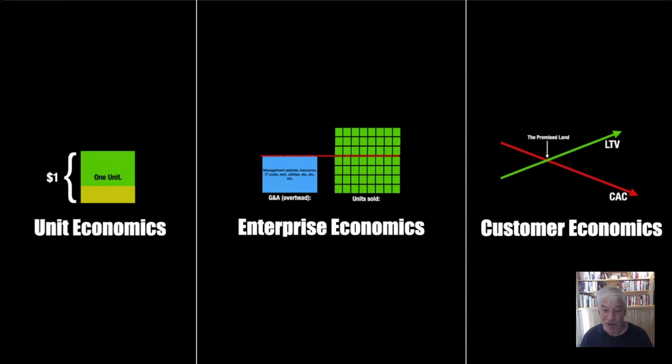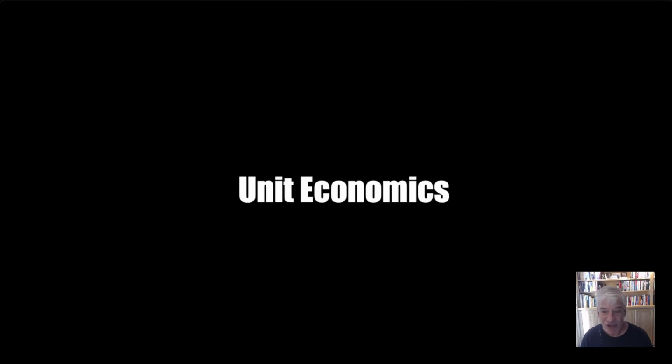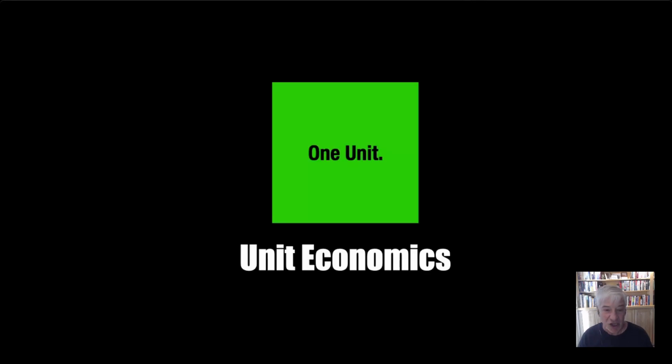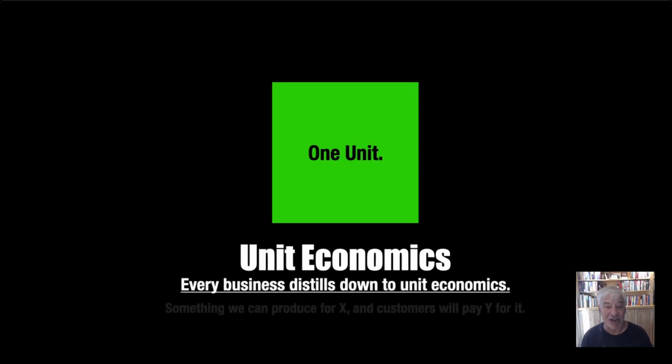Unit economics, customer economics, and in the middle there is enterprise economics. So unit economics is the concept that says that every venture distills down to the notion that there's one unit of something that we make, and we sell that unit for X, and it costs us Y, and X minus Y is our gross profit on one unit, right?